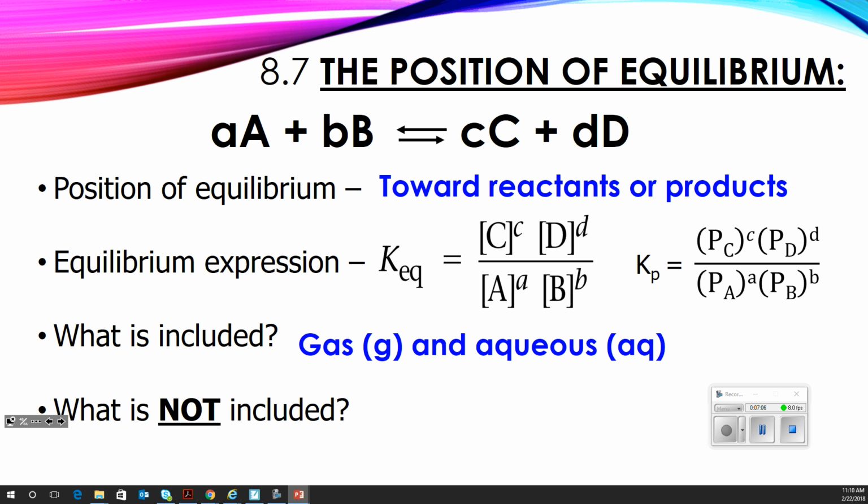What we do put in are gases and aqueous. So in the KEQ expression, we use gases and aqueous, and that's it. So if there is a solid or a liquid, it drops out. We just ignore it. Pretend it's not there, because that doesn't affect the equilibrium.